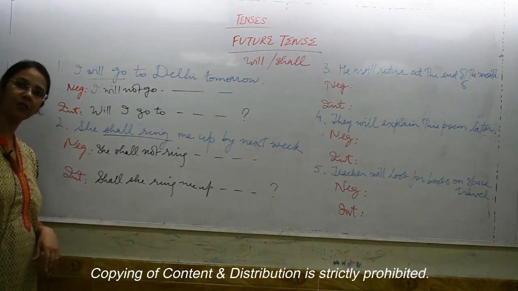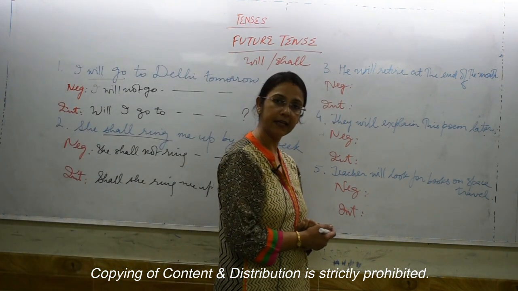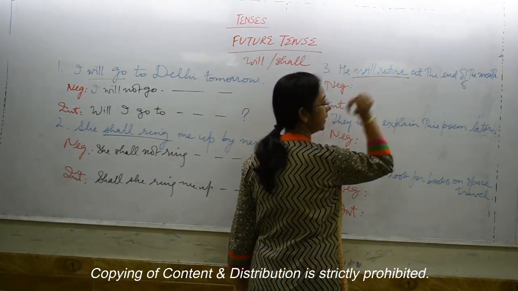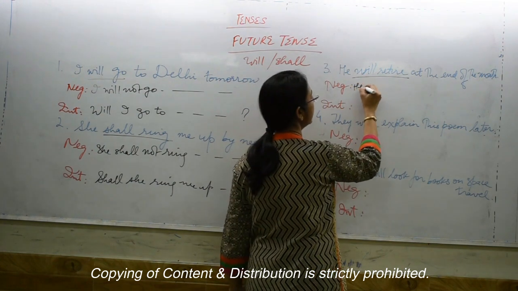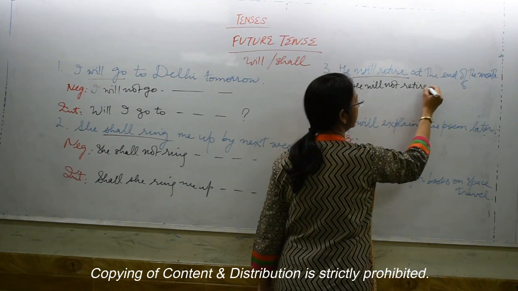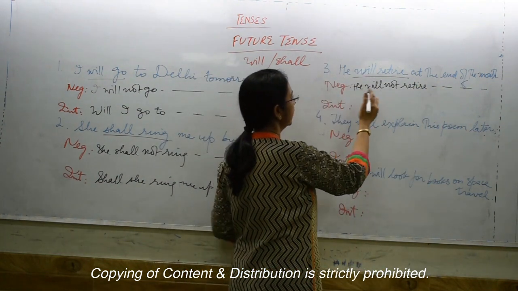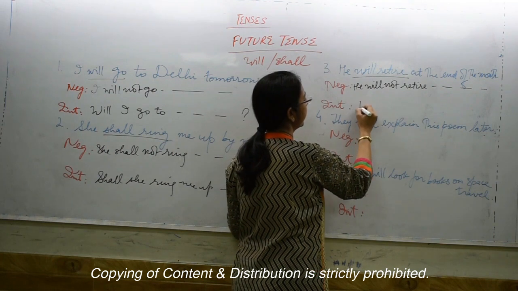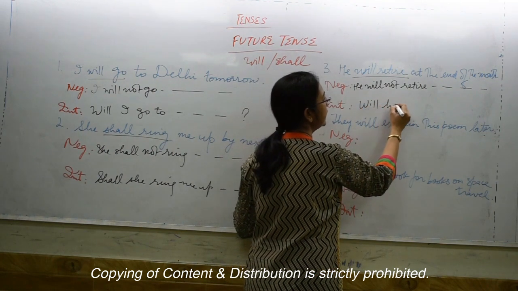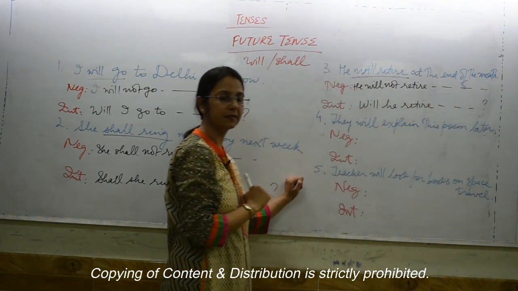And a question mark. Similarly, he will retire at the end of the month. Will retire is future. He will not retire at the end of the month. Interrogative: will he retire at the end of the month?